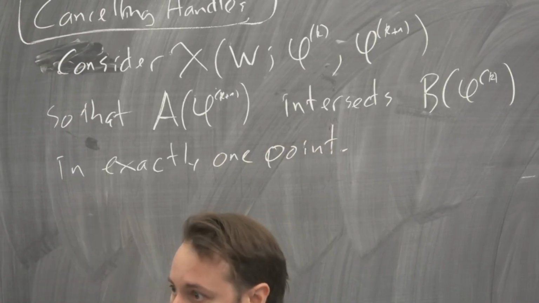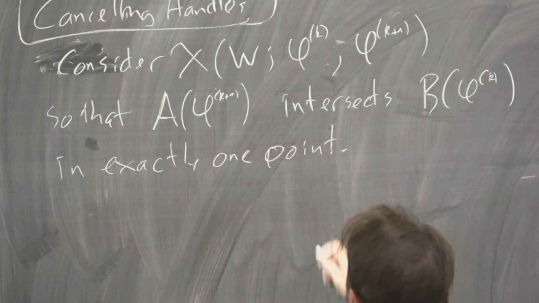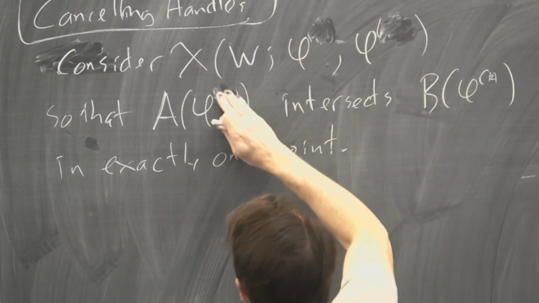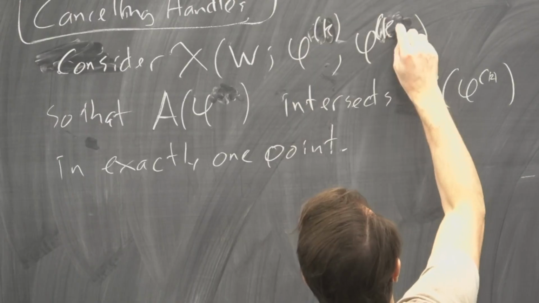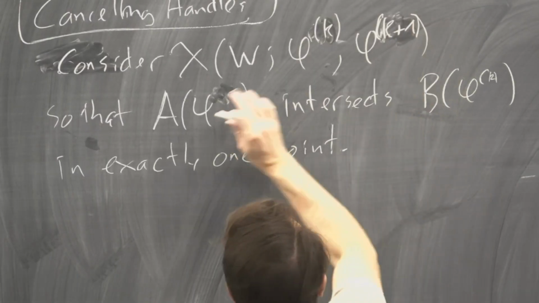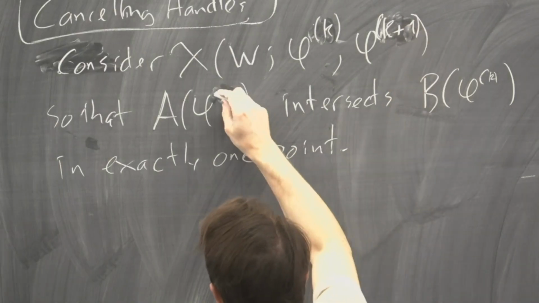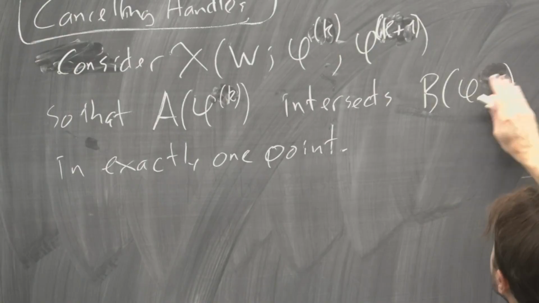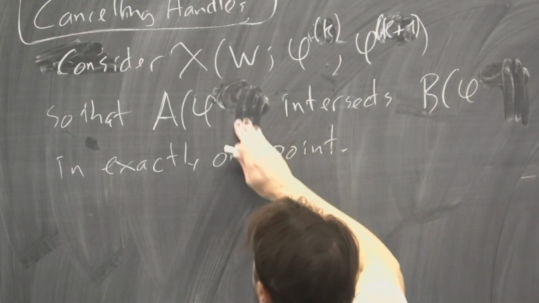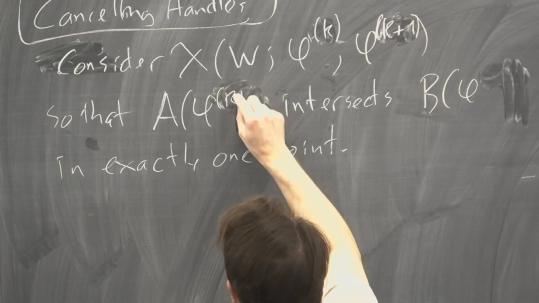Sorry, can you write your indices a bit bigger and more clearly? This is the K handle. A K plus 1 handle. Careful. And this should have been, oh, no, K minus 1. Oh, sorry.